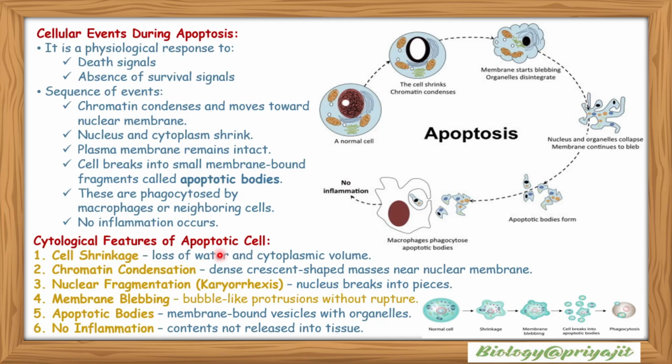What are the cytological features of an apoptotic cell? Cell shrinkage, loss of water and cytoplasmic volume, chromatin condensation into dense crescent-shaped masses near the nuclear membrane, nuclear fragmentation, also known as karyorrhexis, where the nucleus breaks into pieces, and membrane blebbing, bubble-like protrusions without rupture. Apoptotic bodies, membrane-bound vesicles with organelles, are formed. No inflammation, as contents are not released into the tissues.